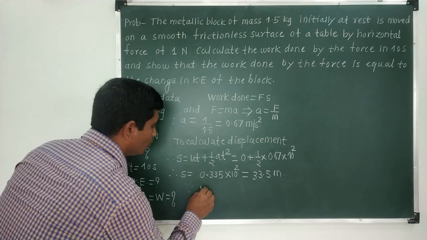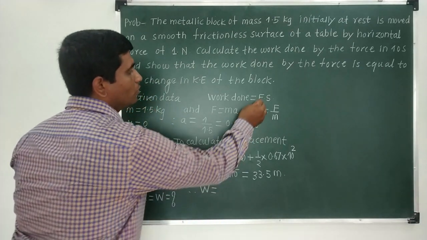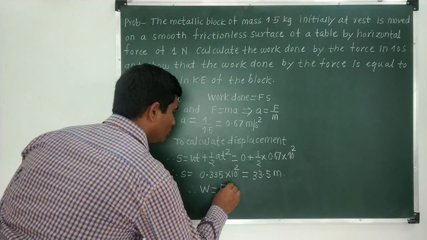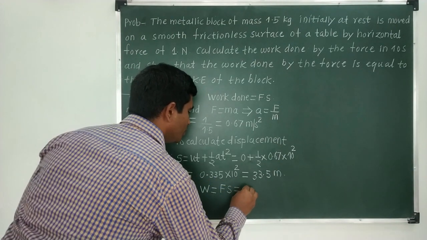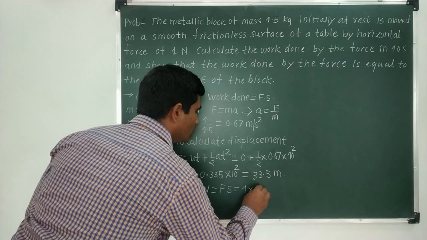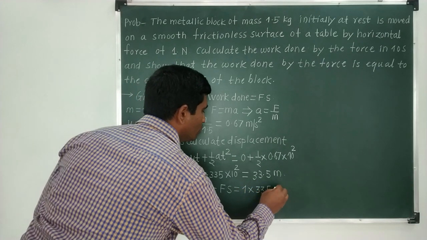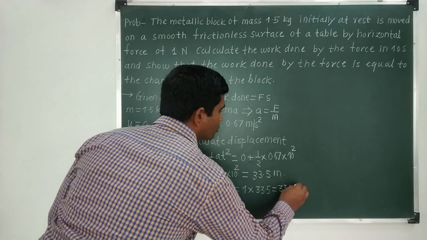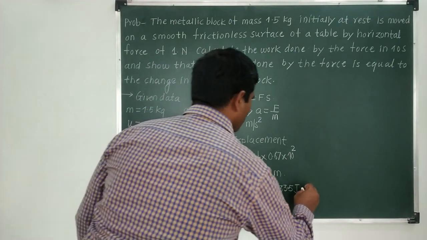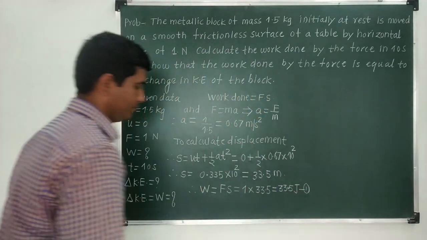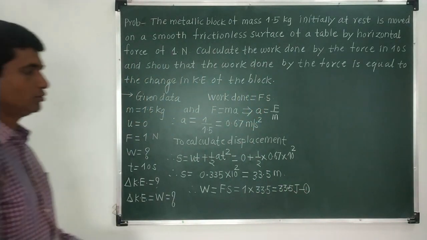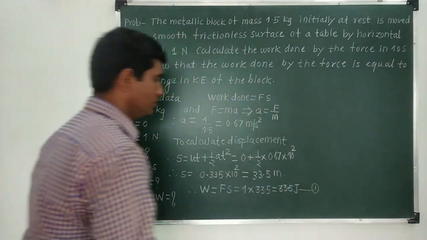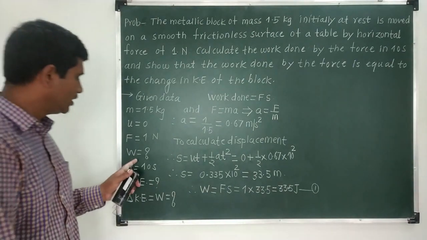Now you can calculate the work done. So W is equal to force into displacement. Force we know, which is 1 Newton, and displacement we know it is 33.5. So it is coming out to be 33.5 joules. Let us call this equation number 1. So we have calculated the work done.